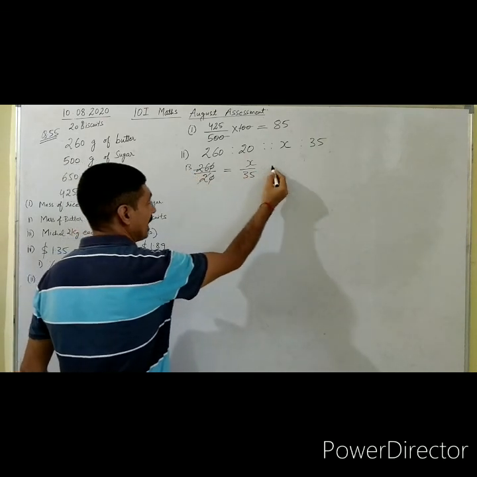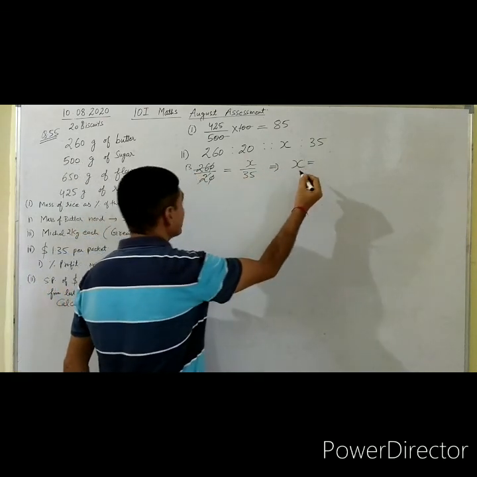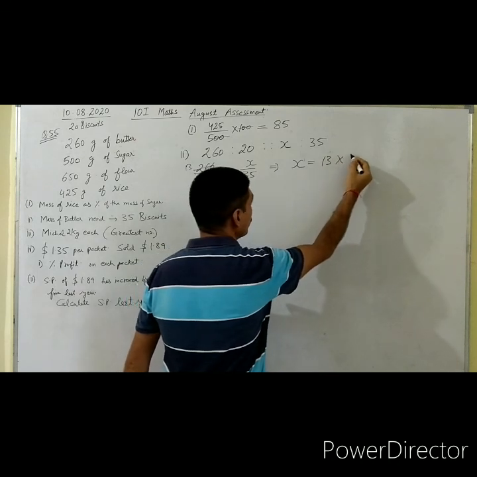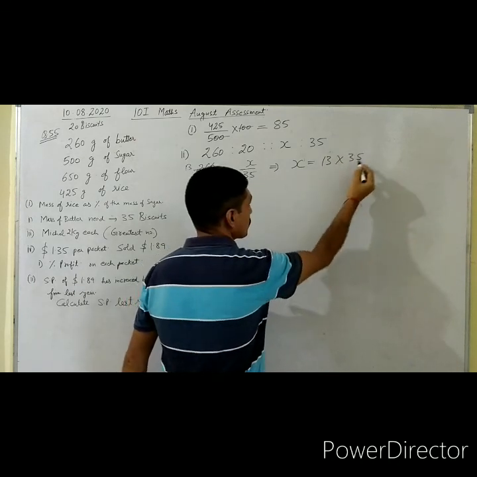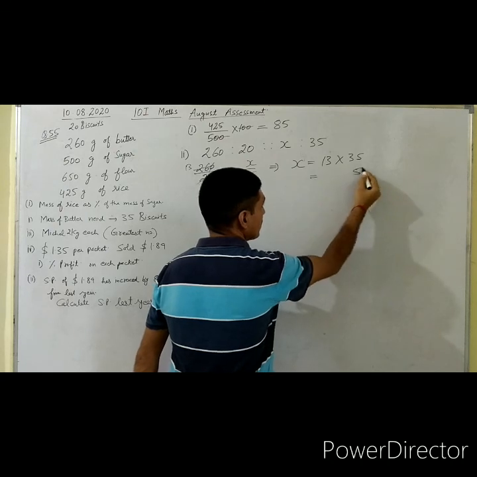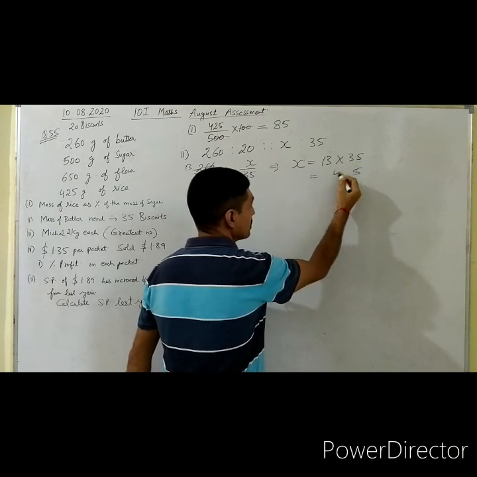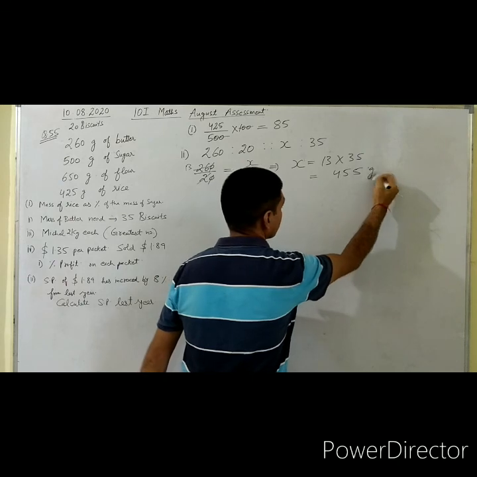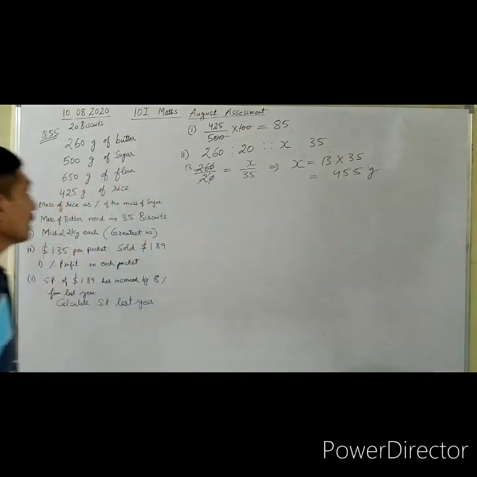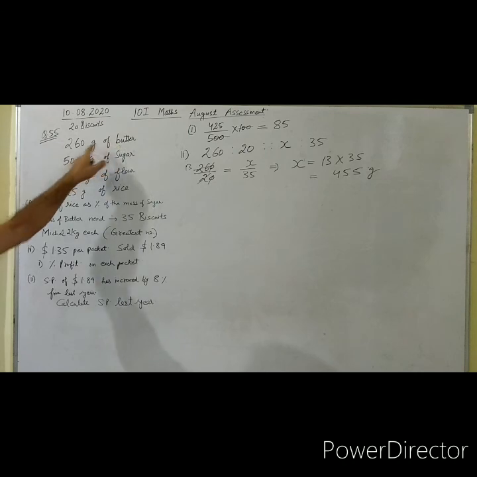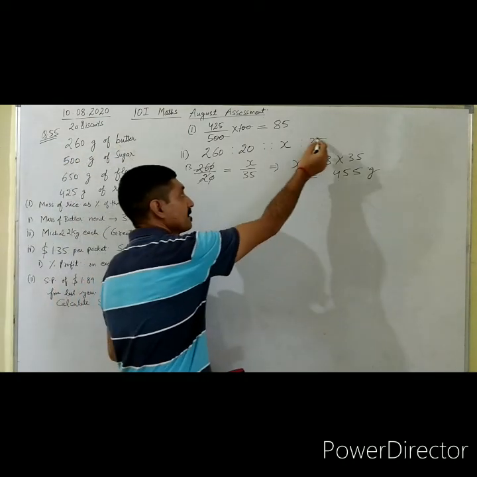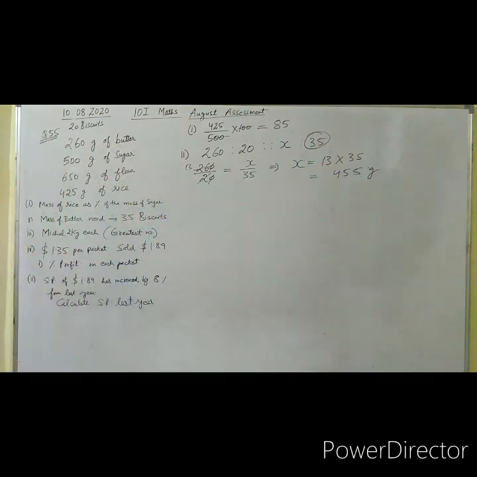So 13. What does this imply? What is x? x is equal to 13 into 35, which is 13 fives are 65, 6 carry, so it is 455. So the amount of butter required for 35 biscuits is 455 grams.